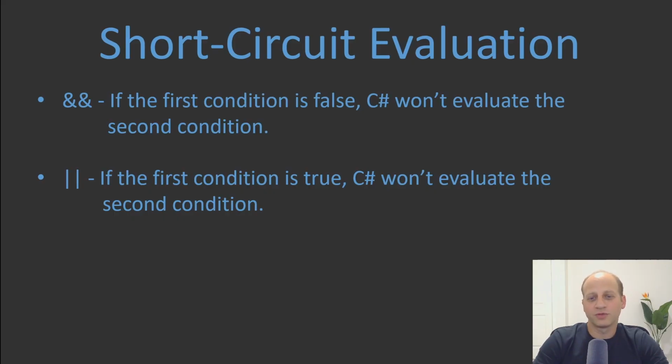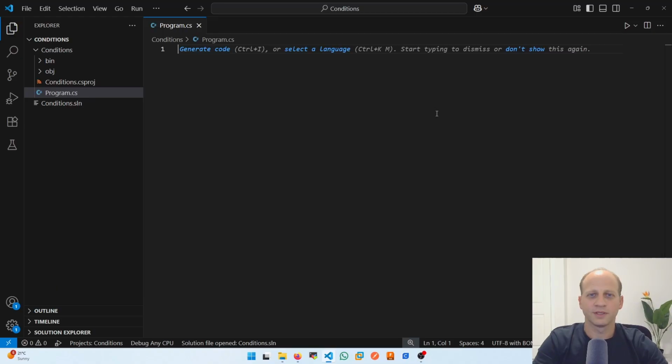Now let's go to VS Code to see some examples and do an exercise. Alright, now we are in VS Code. I already created a console app in order to show a few examples, and later in the end we will do an exercise. So to begin with, let's start by trying some simple conditions.